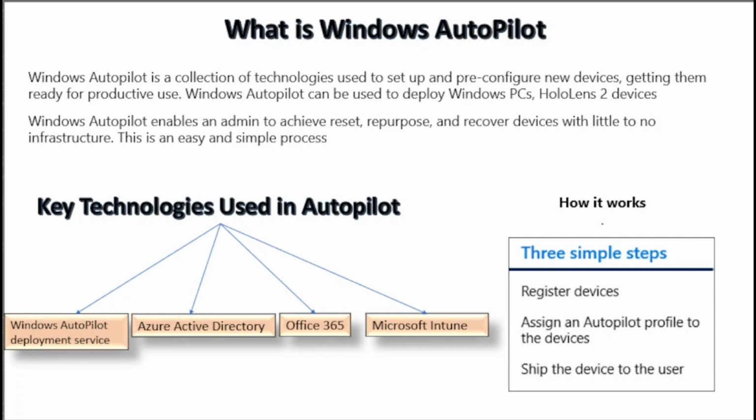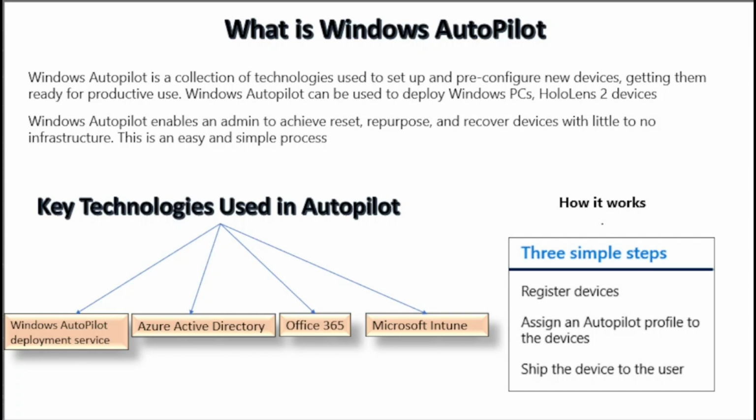Now let's discuss what Windows Autopilot is. Windows Autopilot is a collection of technologies used to set up and pre-configure new devices and get them ready for productive use. Windows Autopilot can be used to deploy Windows PCs as well as HoloLens 2 devices. It is used to configure a supported version of Windows 10 or 11 for productive use.